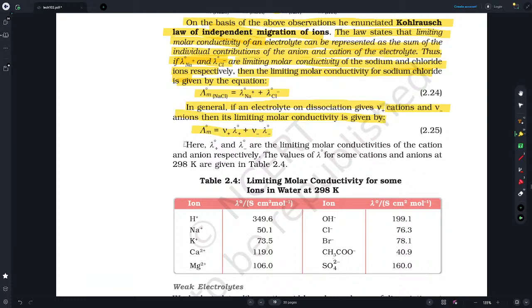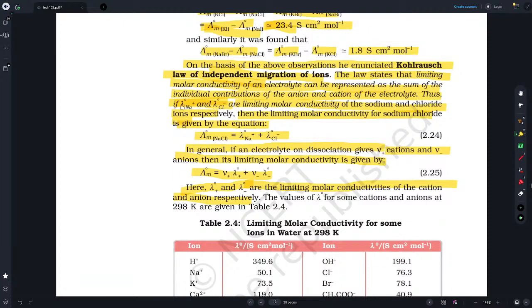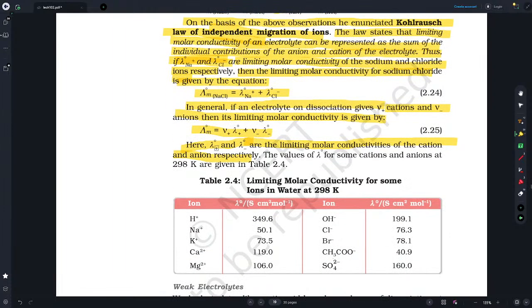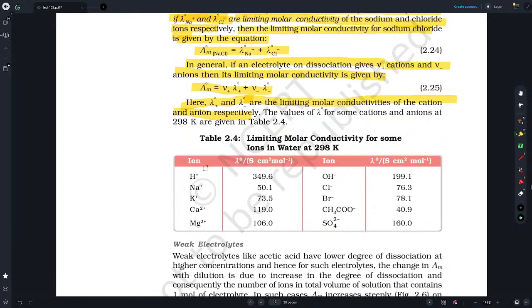Here, lambda naught plus and lambda naught minus are the limiting molar conductivities of the cation and anion respectively. For example, here they took lambda Na plus and lambda Cl minus, and here they can take other values like Mg2 plus and sulfate, SO4, etc. The values of lambda naught for some cations and anions at 293 Kelvin are given in Table 2.4. These are some values.